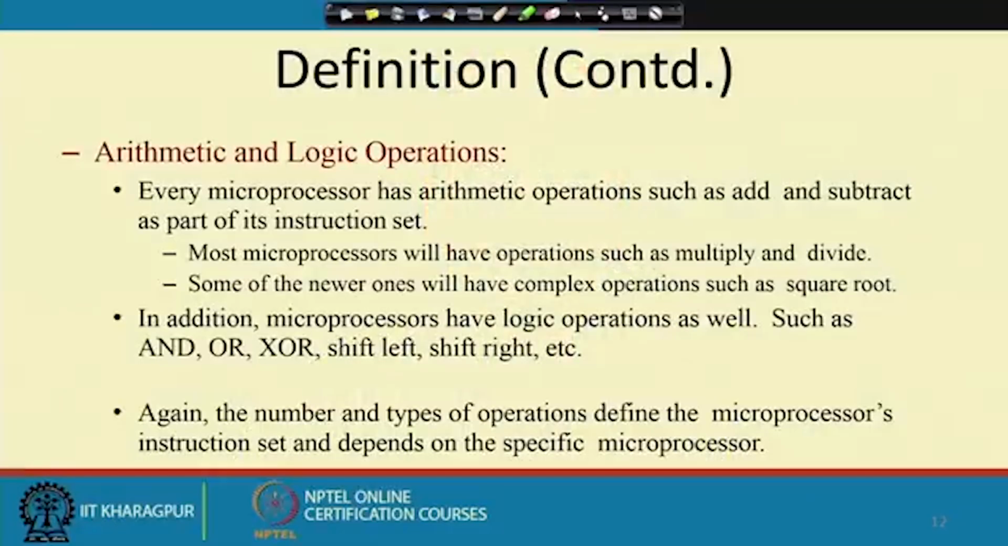So what operations we are going to support is decided by the designer of the processor, and if we support more operations, the associated circuitry will become more complex. So the cost of the system will go up, and its complexity will increase. Every microprocessor has arithmetic operations such as add and subtract as part of its instruction set. Most microprocessors will have multiply and divide, but it is not always true. Some of the newer ones will have complex operations such as square root.